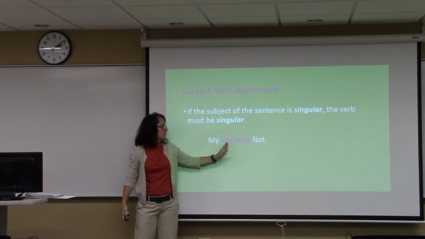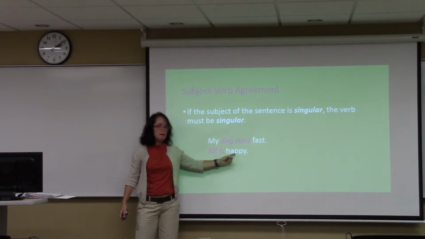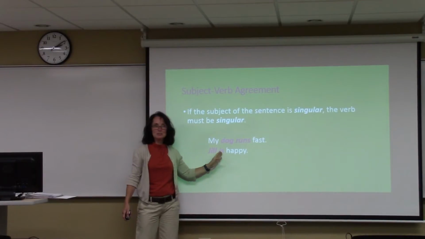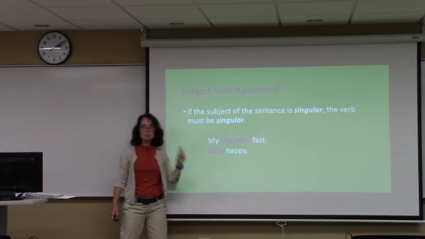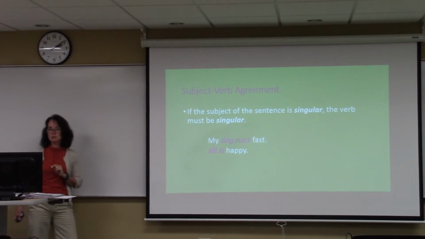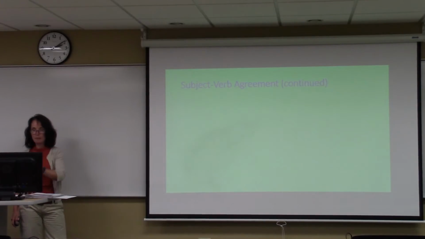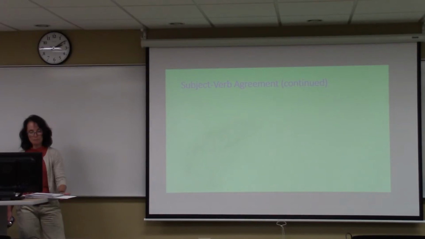Okay? Jill is happy. Jill is one person. It's singular, singular. Okay? If the subject is singular, the verb has to be singular. That's what they are looking for. Let's look at another example.